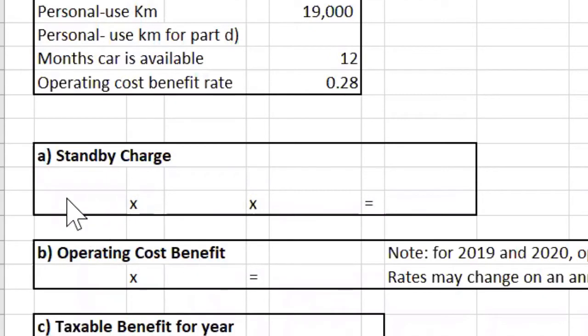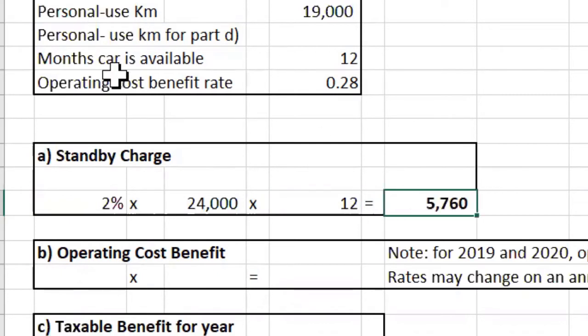So to calculate the standby charge here, we are going to take the standard 2%. We're going to multiply that out by what? The cost of the car. The cost of the car at the time of purchase was $24,000. We are also going to multiply that by the number of months the car was available to the employee during the year. And that will give us the following.